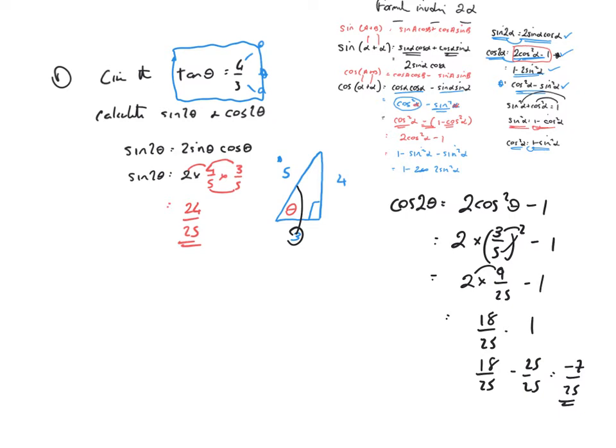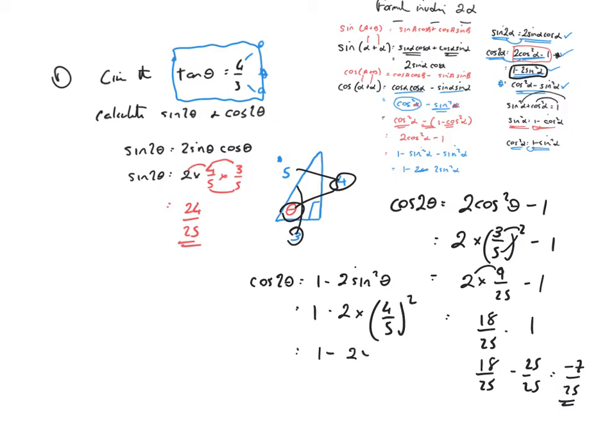Okay, let's prove it using the second one, which was 1 minus 2 sine squared. So cos 2 theta can be written as 1 minus 2 sine squared theta. So it's 1 minus 2 lots of sine theta, so that's going to be opposite over hypotenuse, 4 over 5, all squared. Okay, so that's 1 minus 2 lots of 16 over 25. That's 1 minus 32 over 25, which is 25 25ths minus 32 25ths, which will give me the same answer again, minus 7 over 25, minus 7 25ths.